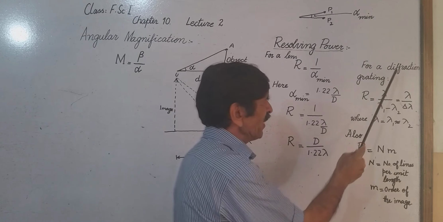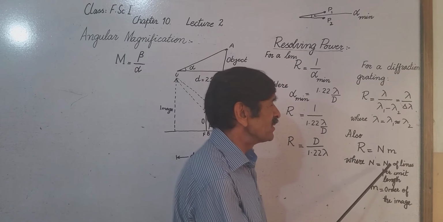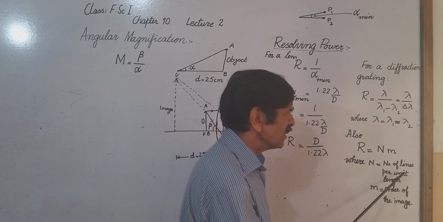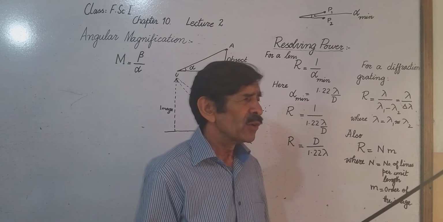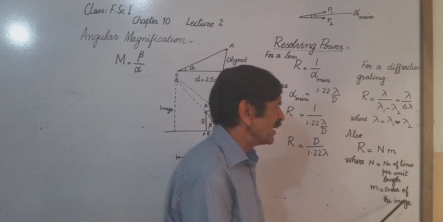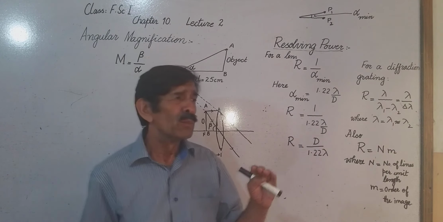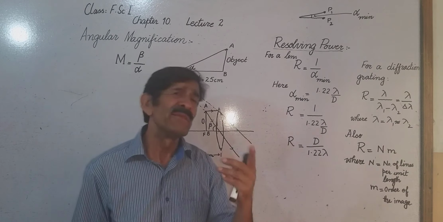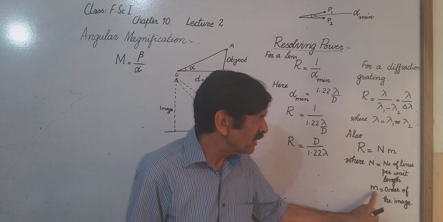Also, for a diffraction grating, resolving power is given by N into n, where N is the number of opaque lines drawn per unit length of the grating, and n is the order of the image. The images formed by a diffraction grating are formed at different positions. For the first image n is 1, for the second n is 2, for the third n is 3, and so on. n is the order of the image.